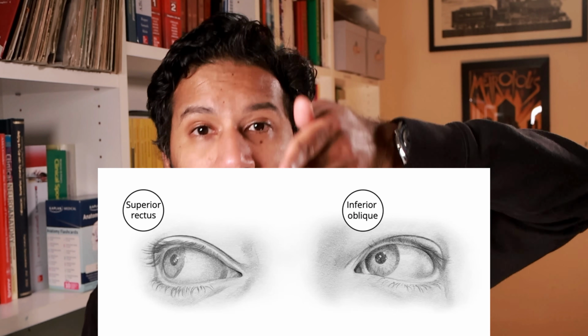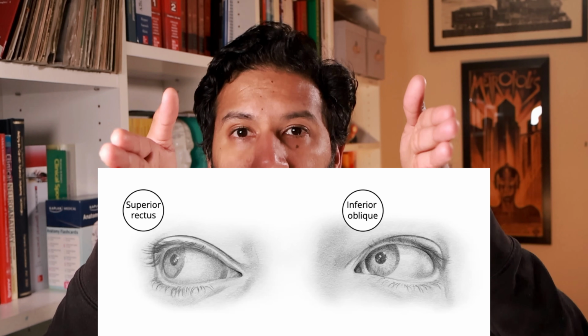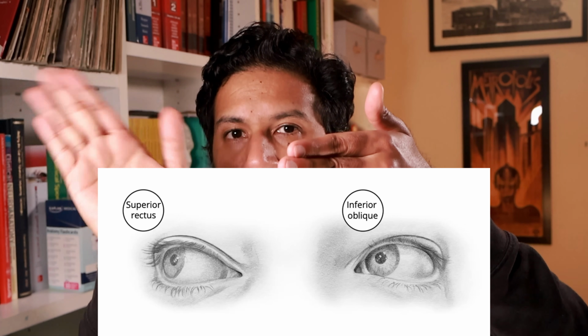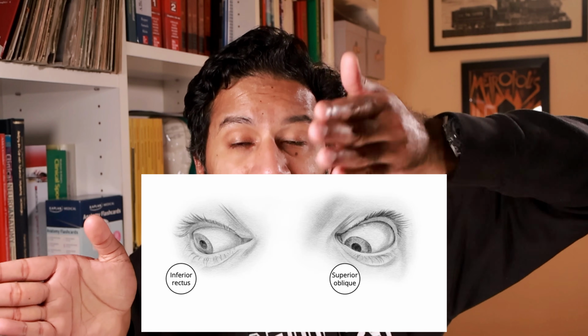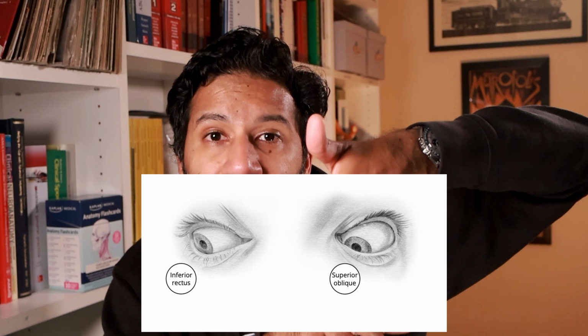When I abduct the eye and I want to look up and down, the recti muscles do that, so superior rectus and inferior rectus. And when I adduct the eye and I'm going in, if I want to look up and down, the obliques do that. So inferior oblique and superior oblique. So if I look to the right, abduction, adduction, and I look down, that's inferior rectus and superior oblique on this side. And so this is the fourth nerve that's working here.